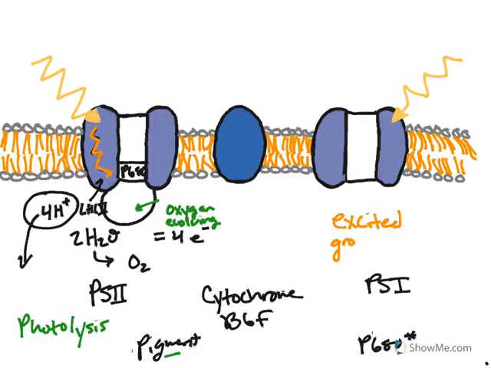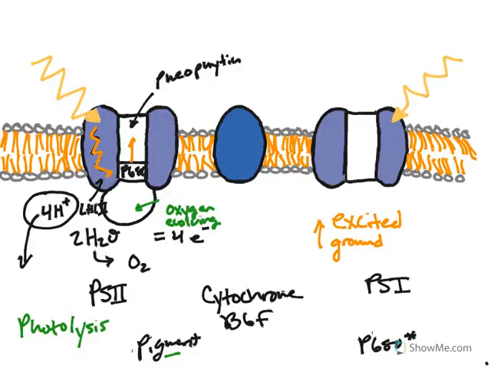The original state was at ground state. So now we've raised our electrons to a higher energy state above what they had when they were in the water molecule. So we're going to raise the electrons to a higher energy state, and they're going to be accepted by a primary electron acceptor at our photosystem 2.